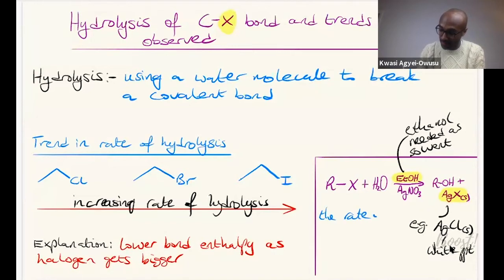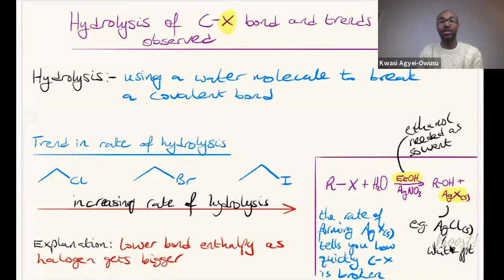So the rate of forming your silver halide precipitate, so solid, tells you how quickly our carbon-halogen bond is broken. Okay, so something to bear in mind as far as your practical chemistry is concerned.